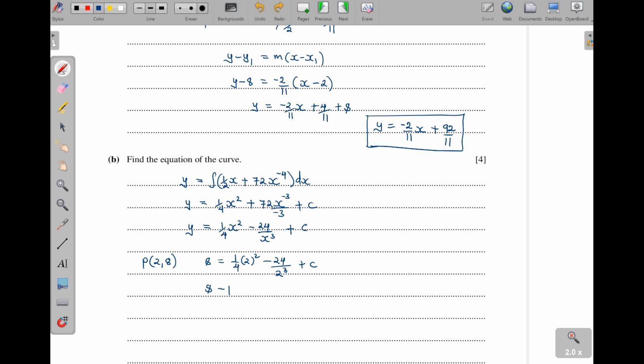24 divided by 8, you get a 3. So this is a -3. When it crosses, it becomes a +3, and this one will give us the value of c. So what is the value of c here? This one gives us a 7, then plus 3, that will be a 10. That means the equation of the curve is y is equal to x squared out of 4, then minus the 24 over x cubed, and then where there is c, I just replace it with a 10, and that is that.